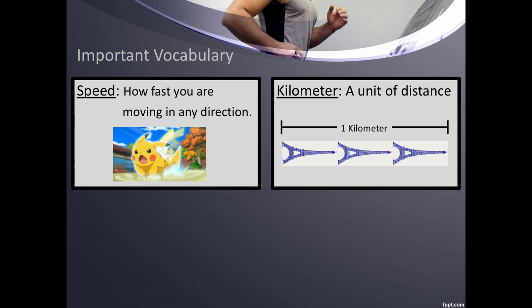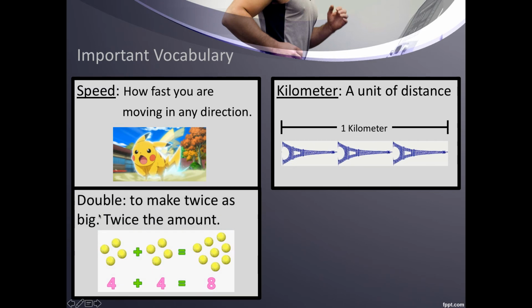The next one is kilometer, which is a unit of distance. And here we have an example of 1 kilometer. If you took 3 Eiffel Towers and you stacked them on top of each other, that would equal 1 kilometer.